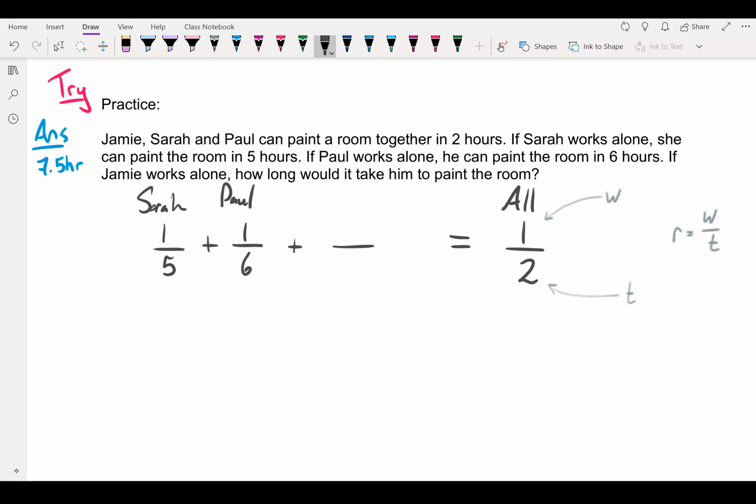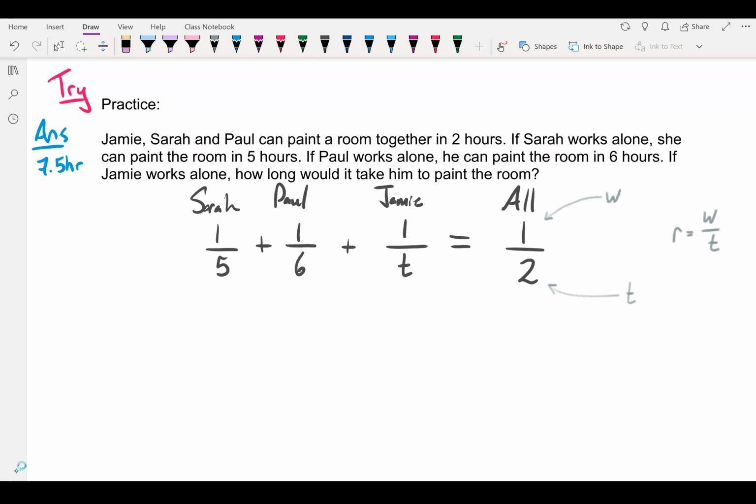Apparently it takes him some mysterious amount of time to paint one room. Maybe we've got his data. Who knows? We don't know how long he takes. He's only worked with other people, and maybe we want to figure out how long it would take him based on previous experience. It doesn't really matter. What matters is that we have our 3 separate pieces on the left, and we have the final piece on the right where they all work together. And this matches kind of our previous setups, right? Everything checks out in terms of what we did before.